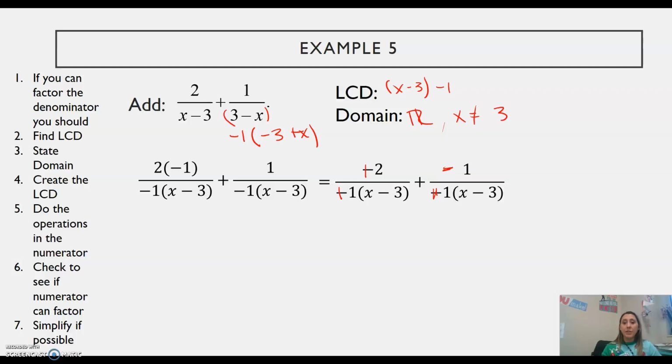And then what I'm going to do is put my numerator together, and I get 2 plus negative 1 over x minus 3, because the ones are positive 1, so I don't need to keep it. And I end up with 1 over x minus 3. So it doesn't really matter which way we do it. I'm going to get the same answer no matter what. But I wanted to show you two different ways to do it.